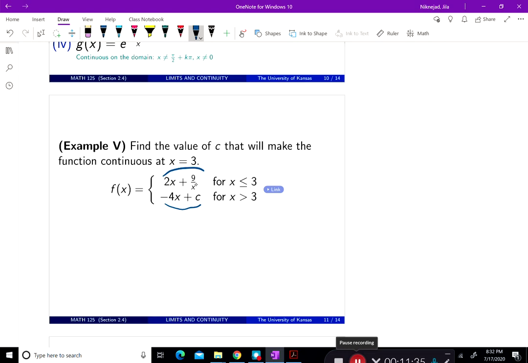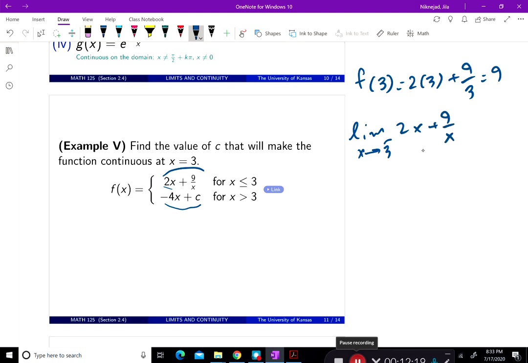What is the value of the function? It uses the left piece of the function, so f(3) is equal to 2 times 3 plus 9 over 3, which is 6 plus 3, so 9. Now, in the other part, I have to find the limit as x approaches 3 from the left side. What is to the left of 3? That would be this piece. So I'm finding that.